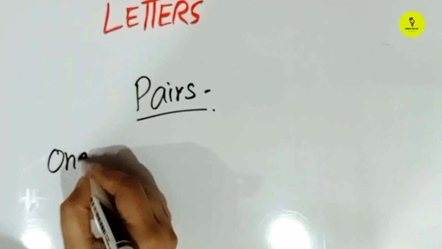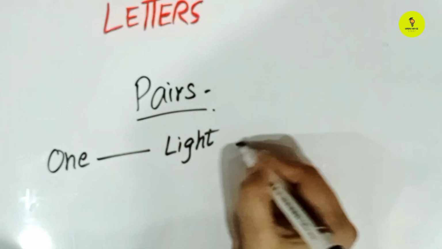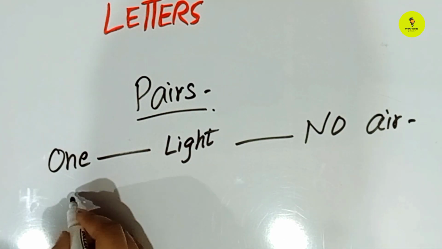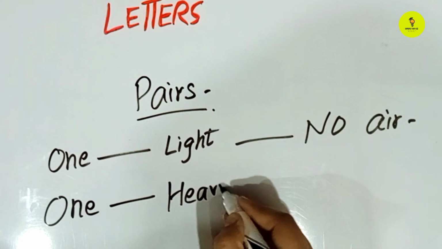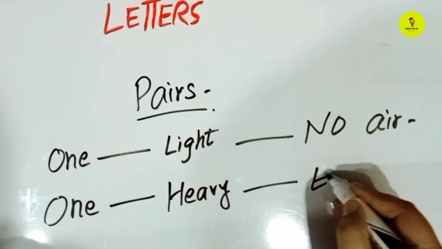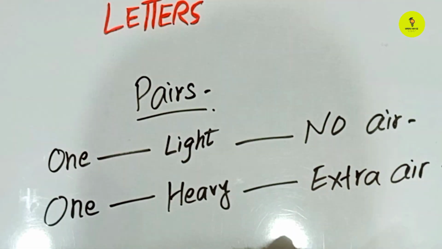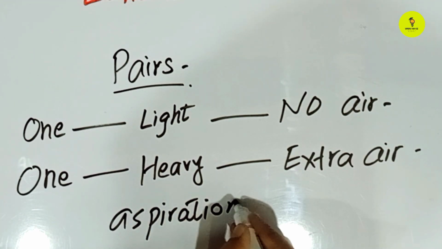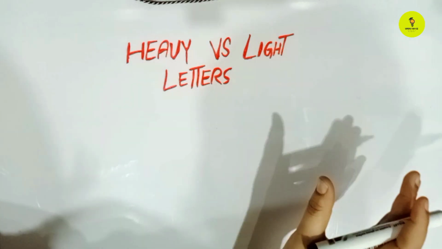Pairs. One is light, it means no air. And one is heavy, and it means extra air. That breath is called aspiration. Let's start simple.